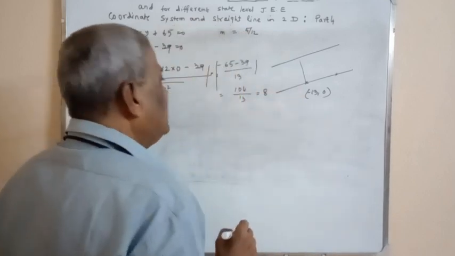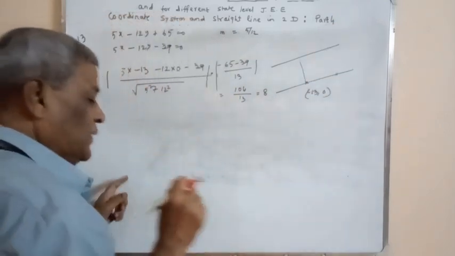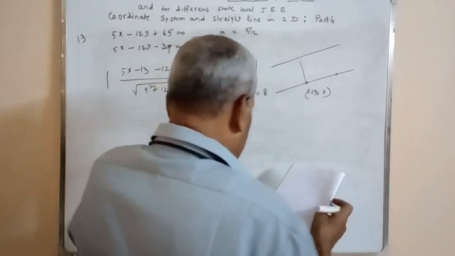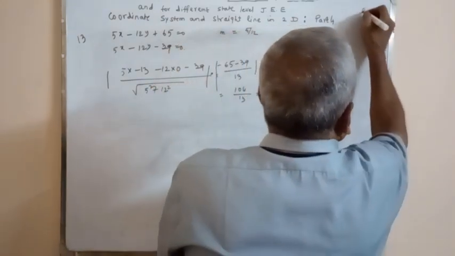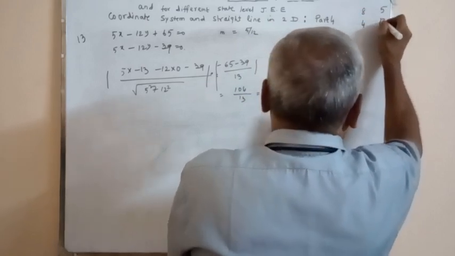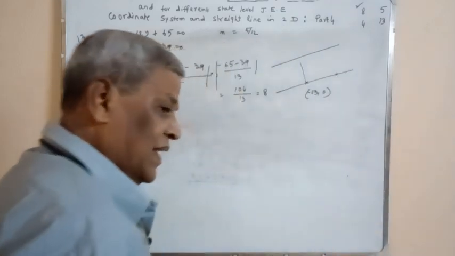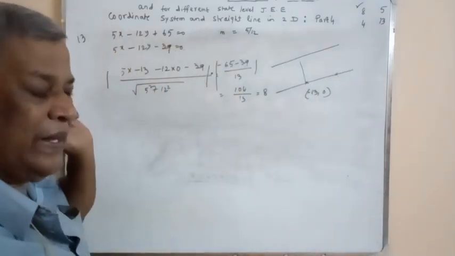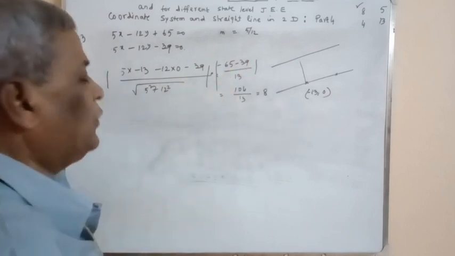So the answer is 8. Oh, options not yet given. Anyway, options I am giving. Options are 8, 5, 4 and 13. So this option is correct. So this is one way for obtaining the distance between two parallel straight lines.